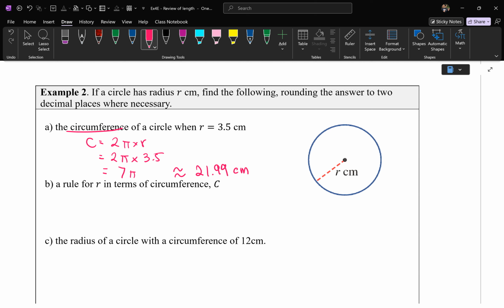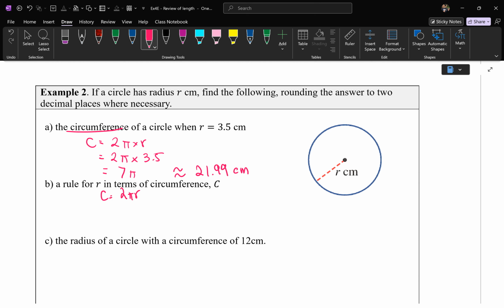A rule for r in terms of circumference, C. What is it trying to say? What are we doing? Hands up. What does it mean by finding a rule in terms of circumference, C, Joanne? Find r using circumference. Yeah, it means that your formula C is equal to 2 pi r. They want you to rearrange this equation so that you get a formula or the rule for r.